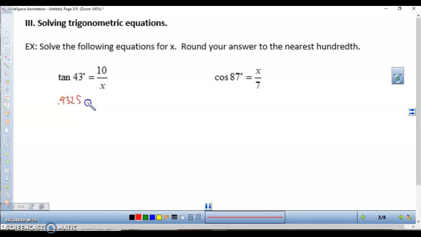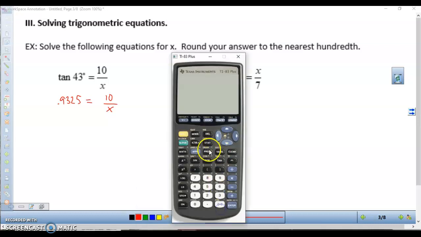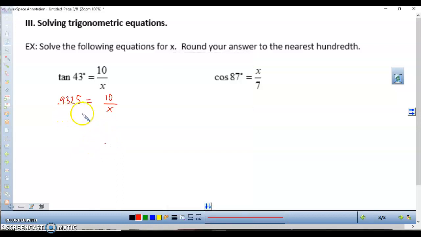0.9325 is equal to 10 over x. Just to show you it doesn't matter, I could have done this in my calculator as well. 0.9325, and I'd round to 4 decimals. All right, then the next step. For now, I'm just going to show you the one thing you could always do is you could put this over 1 and then you can cross multiply.